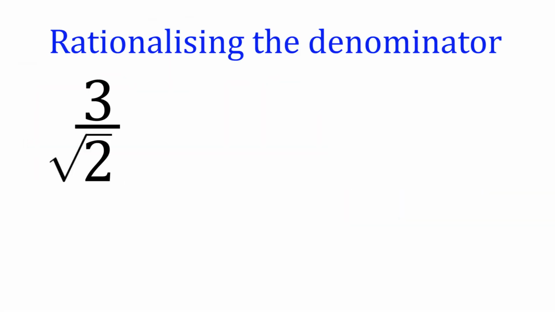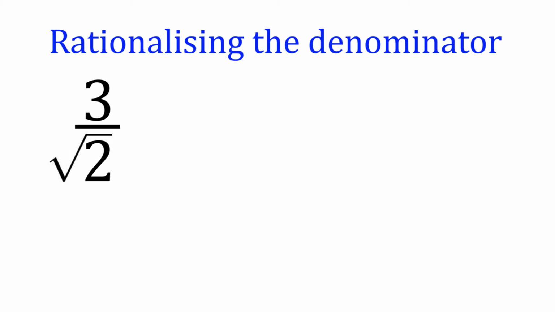In this video, we will learn how to rationalize the denominator. When we refer to rationalizing the denominator, what we are intending to do is to remove the surd from the denominator of the fraction. A surd is a root of a positive number whose answer is irrational, like root 2, root 3, root 5, etc.